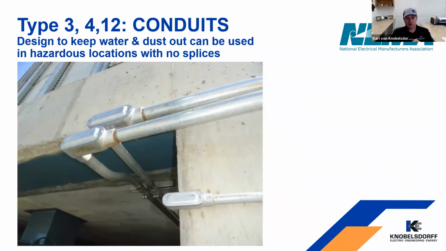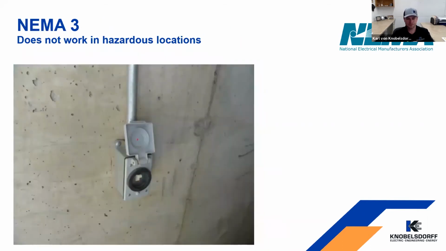Now we're looking at some conduit bodies. They make conduit bodies in type 3, 4, and 12. They're designed to keep water and dust out. They can be used in hazardous locations as long as there's no splices inside of those devices. So again, I could use this type of conduit body in a Class 2 Div 1 or 2 location.